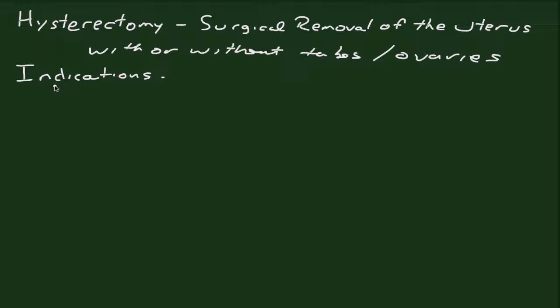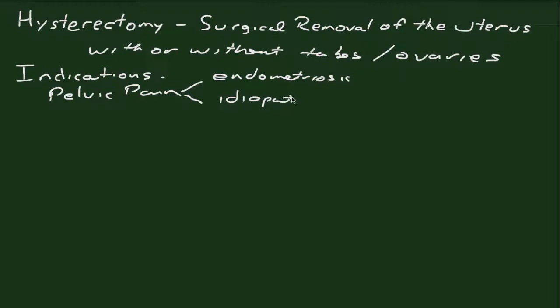Some of the more common things that we might do a hysterectomy for would be pelvic pain, which is a very common indication. A subset of that would be endometriosis, or in some cases, idiopathic pain. Another indication would be abnormal bleeding. This is often done if the patient has failed medical therapy or has some contraindication or even an unwillingness to undergo medical therapy. Abnormal bleeding you can divide into two different branches as well.